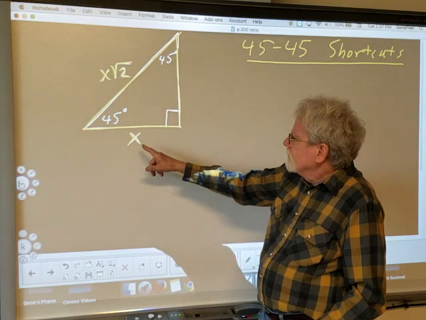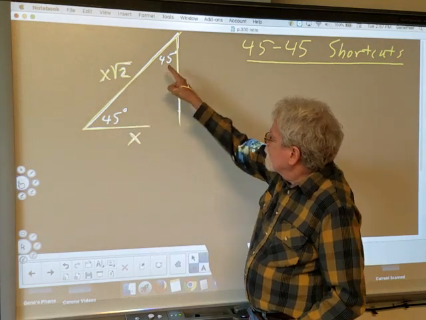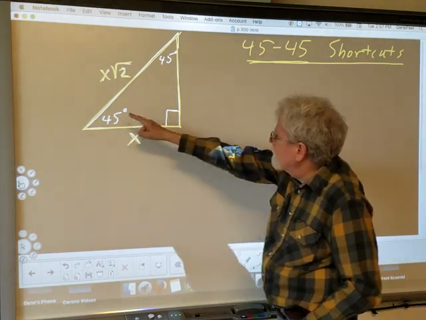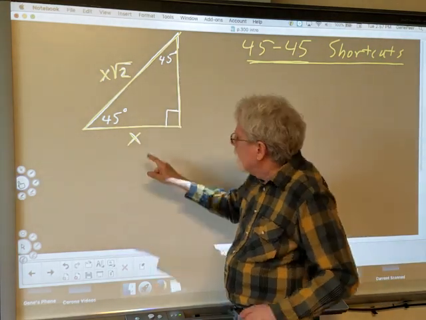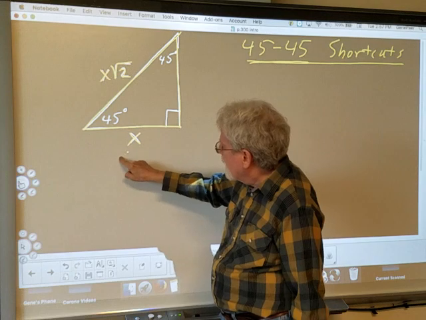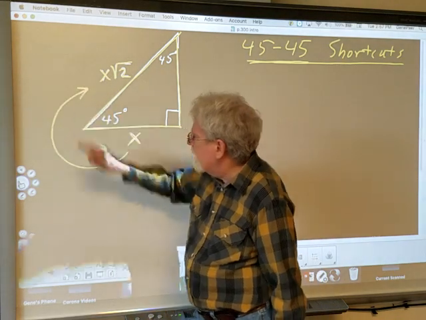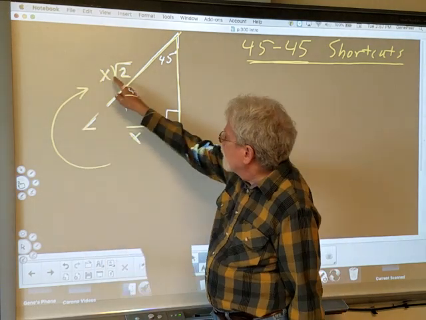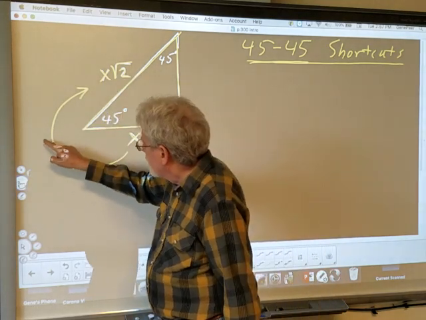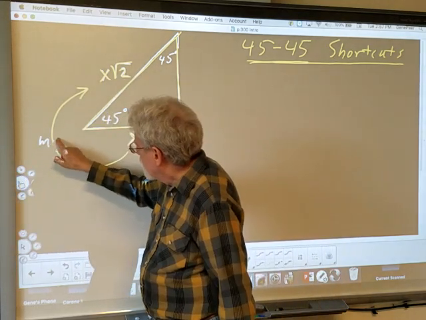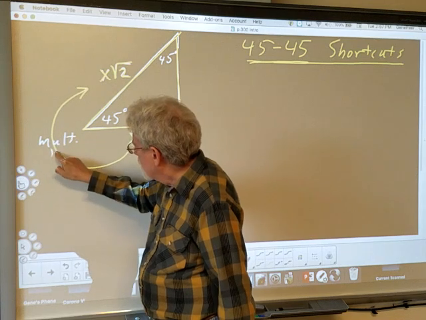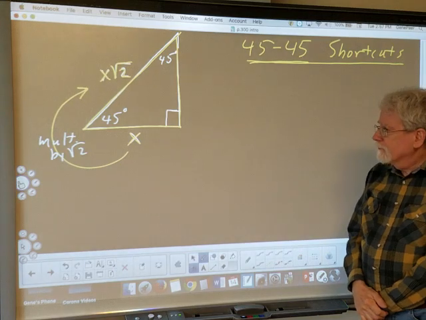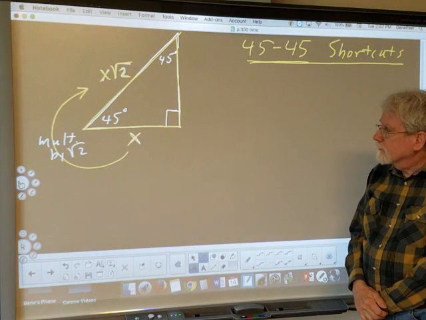the rules. 45-45 shortcuts. If you have a 45-45 triangle, we now know that if you start with this guy, how do you get to that guy? You simply multiply by square root of 2. So I'm going to put in the words here, multiply by square root of 2. That's all there is to that.